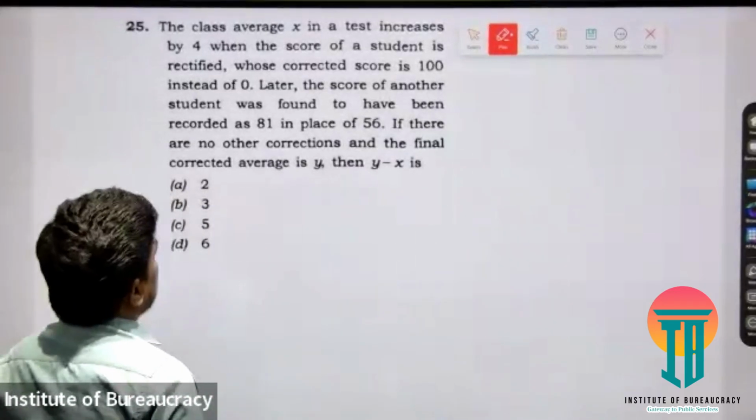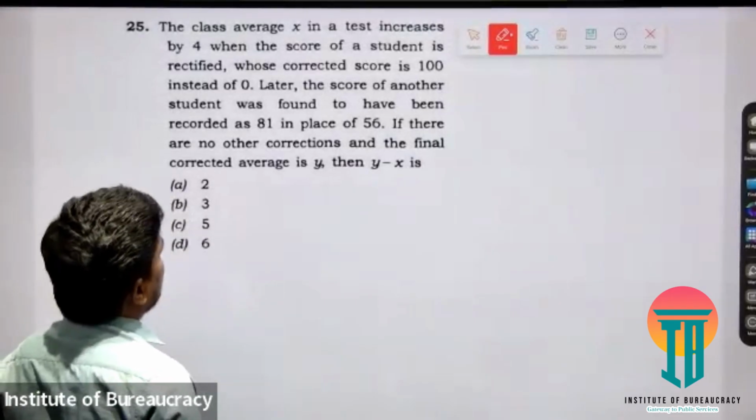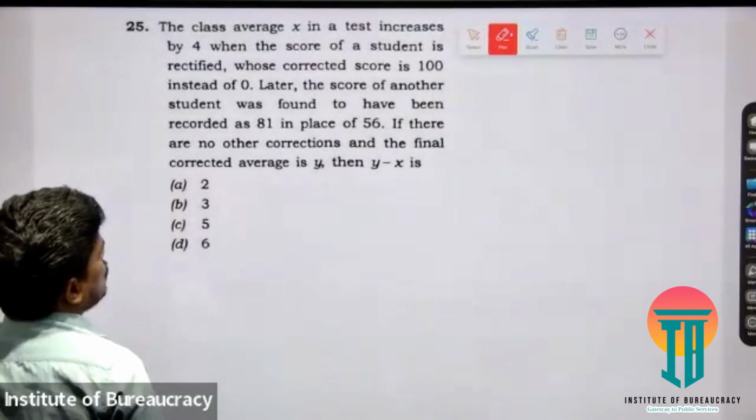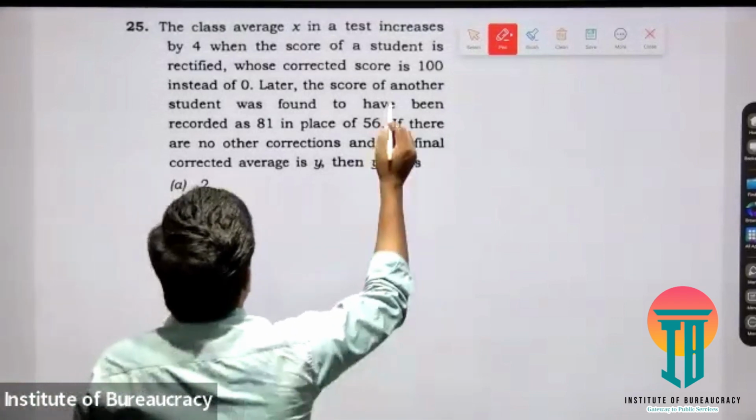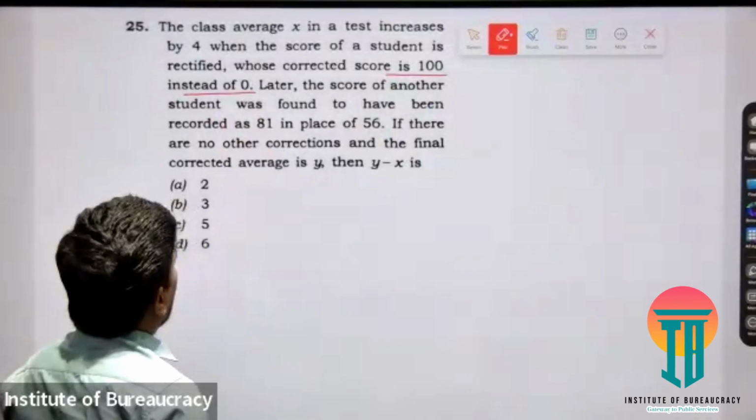The class average X in a test increases by 4 when the score of a student is rectified, whose corrected score is 100 instead of 0. Instead of 0. Okay.